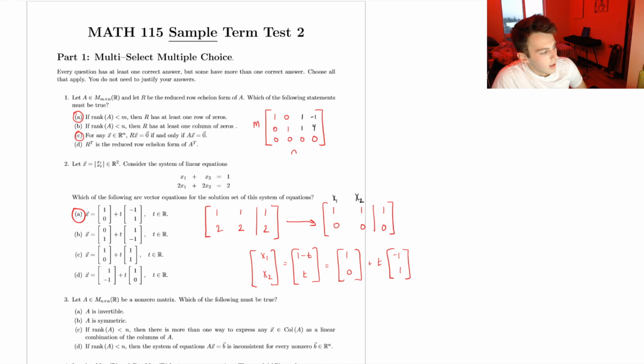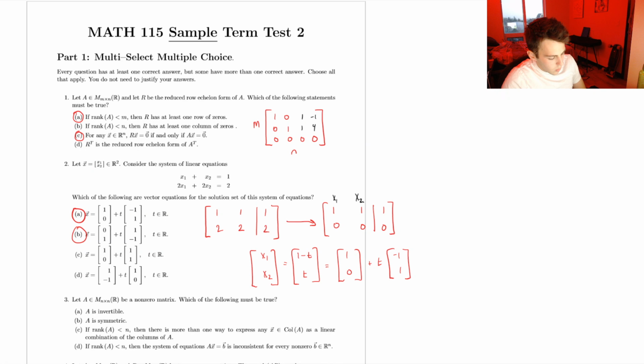So if we look at A, when t is equal to 1, then we can evaluate x to be equal to (0, 1), which is a point on the line. So that tells us that B is actually an equivalent system. So B is correct.